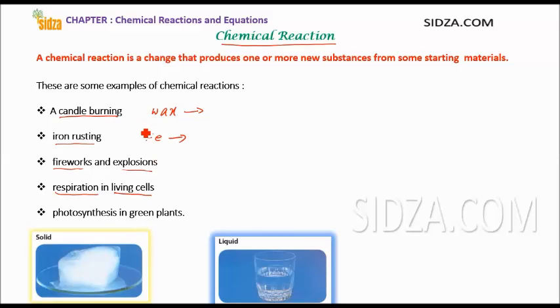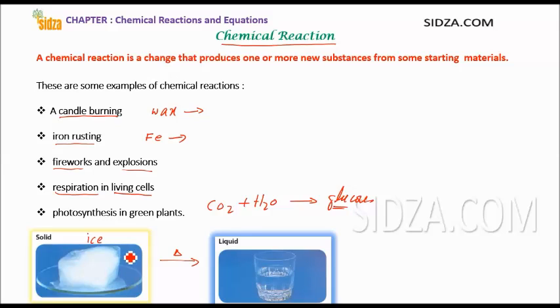Why? Because in these processes we get a new substance. During photosynthesis, carbon dioxide and the water react and form the glucose. The glucose is a different substance. We can convert ice into liquid, but is it a chemical process? Is it a chemical reaction? No, it's not. By heating, we can convert ice into water, but it's not a chemical reaction.